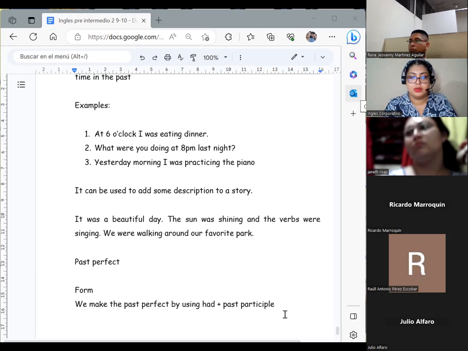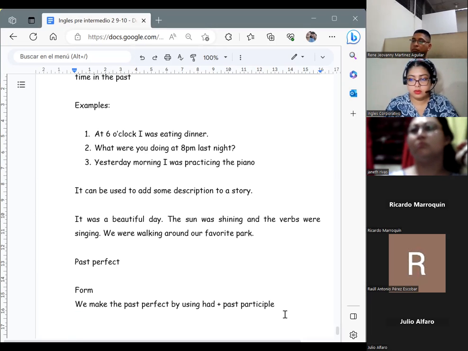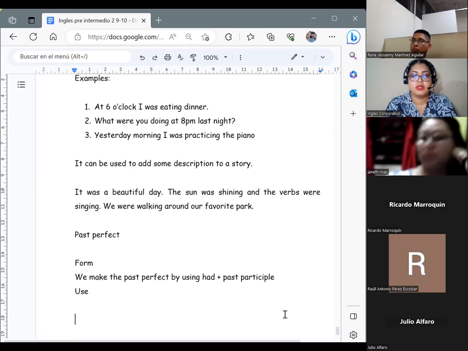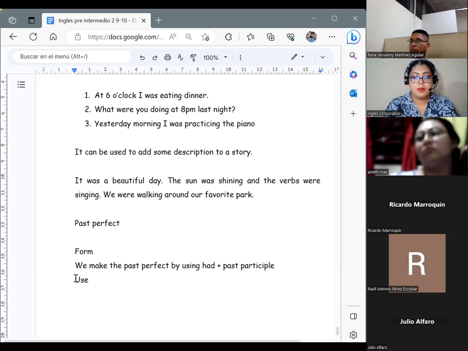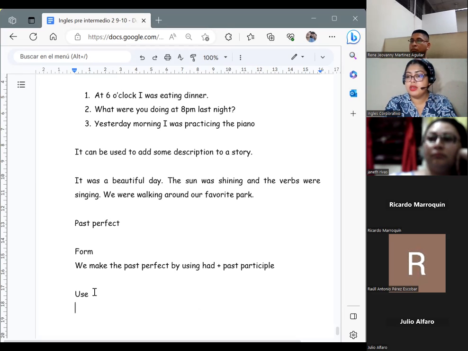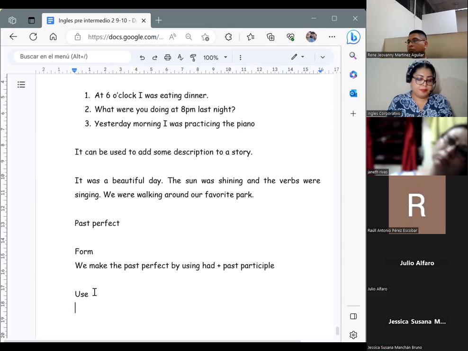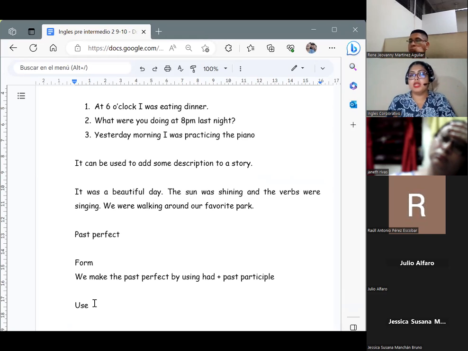Now, we are going to see the use. Because I was saying that we have just one use for this one. And it says, we use it when one action happens before another past action. Aquí, vamos a hacer énfasis en esta parte. So I think it's better for us to explain this part in Spanish. I know that we are in a pre-intermediate level and this is the last day of the course. And of course, we need to talk in English and to listen in English. But the point here is if we understand the information better, it's going to be better for us when we apply this information in the future.